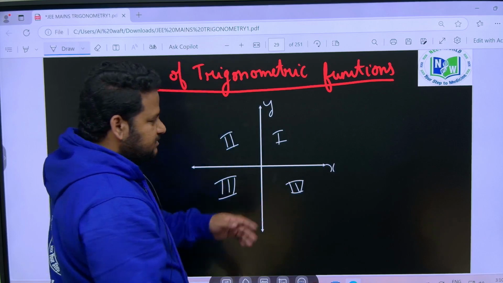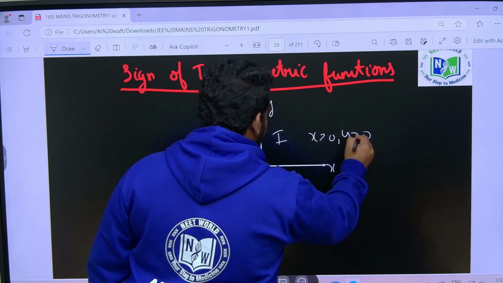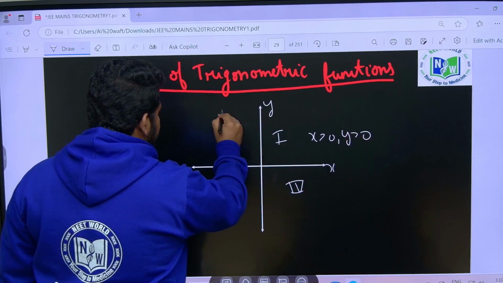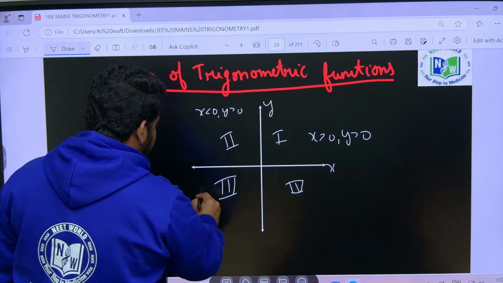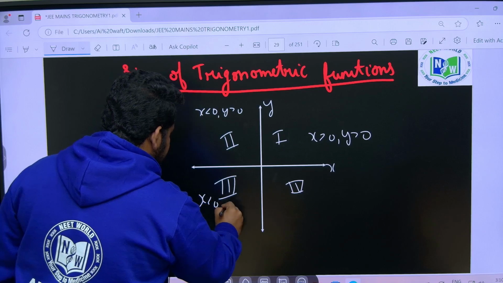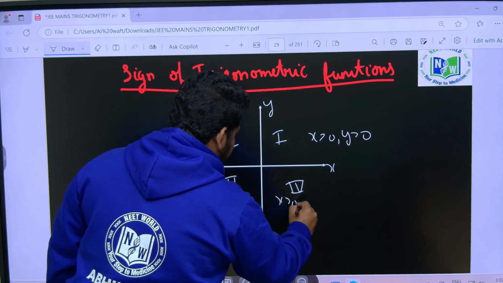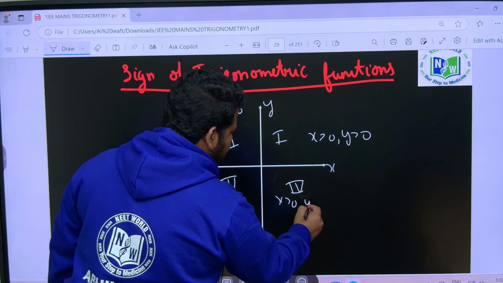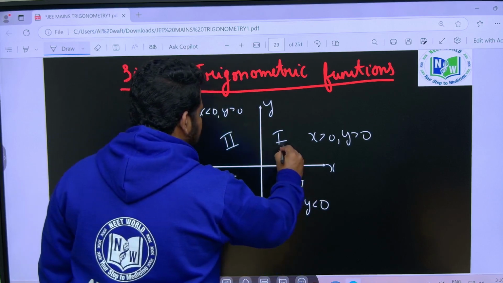That means here, x is greater than 0 and y is greater than 0. Here, y is greater than 0 and x is less than 0. Here, both x and y are less than 0. Here, x is greater than 0 and y is less than 0. So here we know that all are positive.